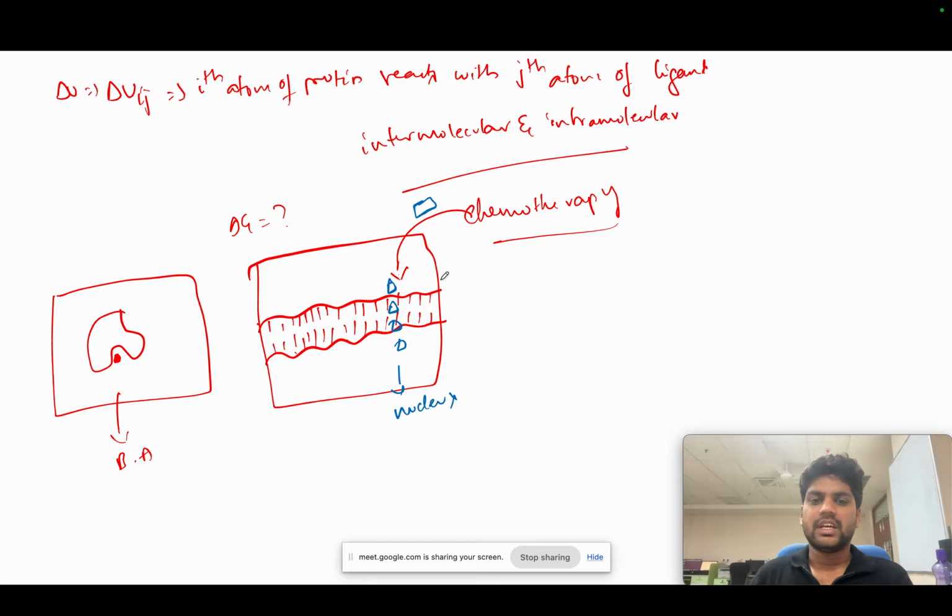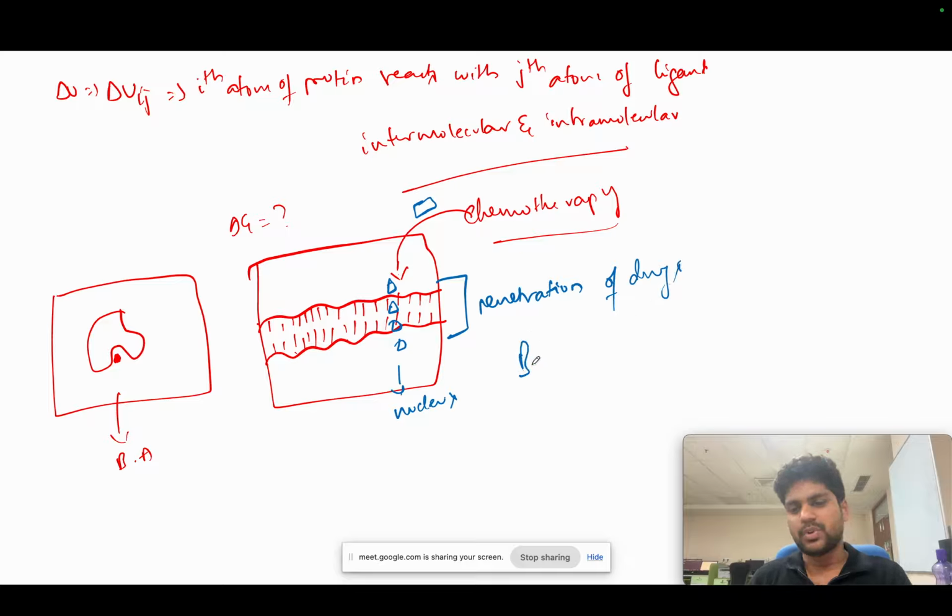So what we can study here is the penetration of the drugs through the lipid bilayer. I'm telling this from the biological perspective. Here we will use bias potentials, because we are pulling the drug from one end to another end, so we use the bias potential.